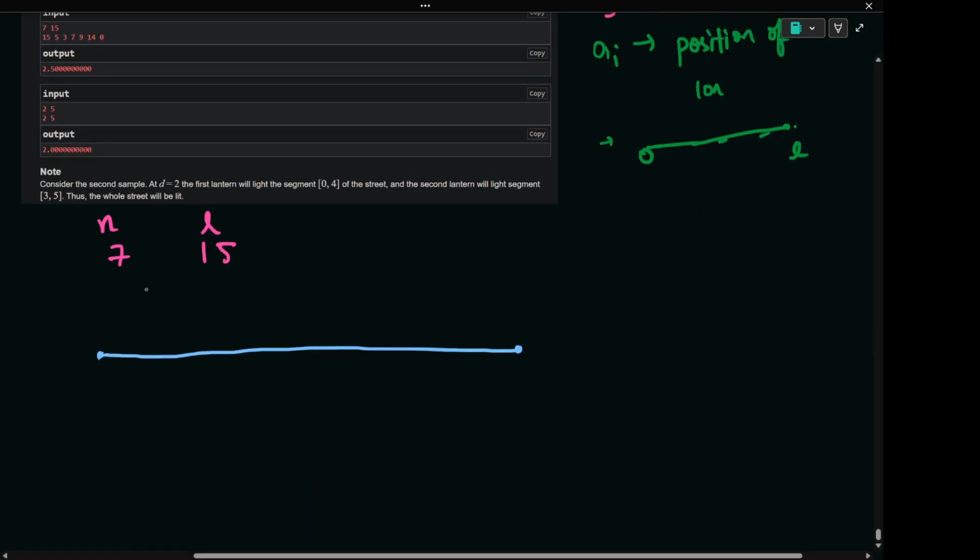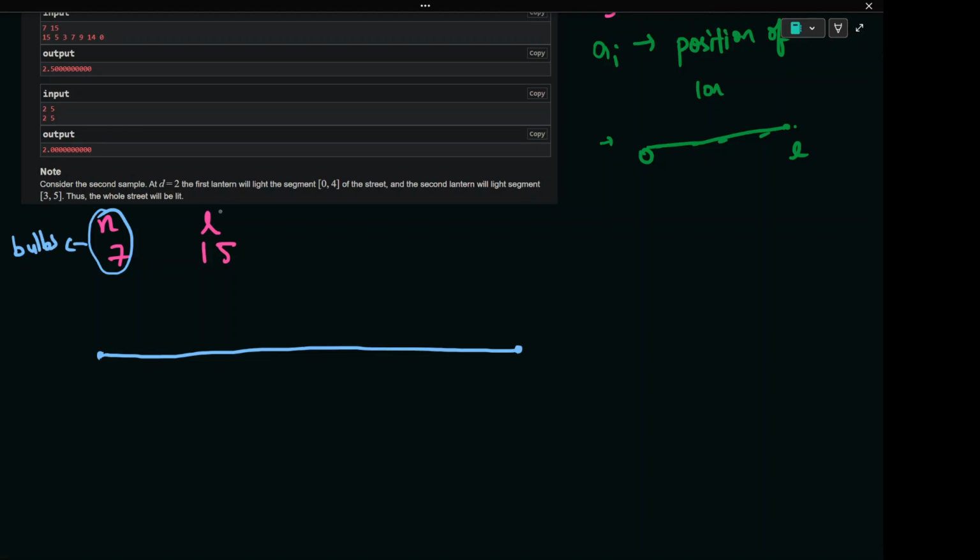No. So what is n? N is the number of bulbs. Let's say bulbs we have. L is the end point of the street. Correct? So L is nothing but the end point of the street. They said it is the length of the street, which is nothing but the end point of the street because we are starting from 0 and then ending at L.